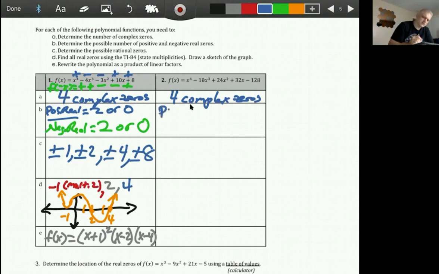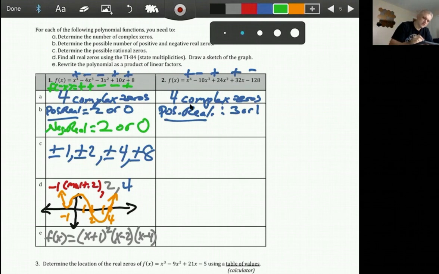So positive real zeros. Okay, how many are there? Let's look at Descartes' rule of signs. So we got positive, negative, positive, positive, negative. I see 1, 2, 3 sign changes. So that tells me there are 3 or, subtract 2, 1 possible positive real zeros.